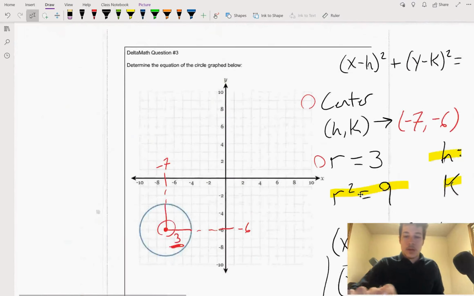Now that you've gotten this knowledge, it's time for you to go to Delta Math and try it out. If you have any issues signing on to Delta Math, let me know. Once again, if you want help on this assignment, I recommend you use the graph that I shared in the description below.